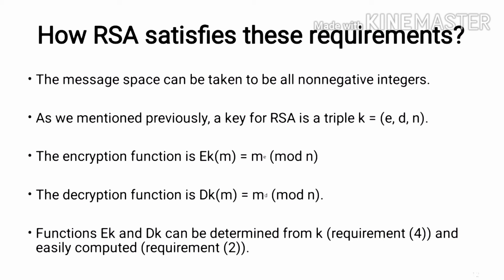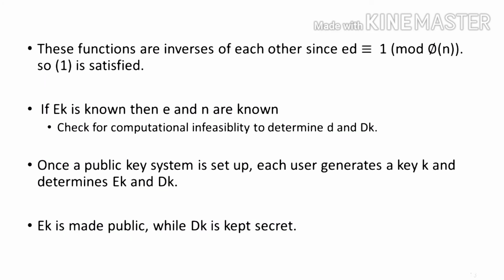Functions EK and DK can be determined from K and are easy to compute, which shows that requirements 4 and 2 are satisfied. They are inverses of each other since ED is congruent to 1 mod phi of N. So, requirement 1 is satisfied. If we know EK, it means that we know E and N. Then, it is computationally infeasible to determine D and hence DK. Therefore, requirement 3 is satisfied. Thus, the public key system has been set up and checked for requirements.